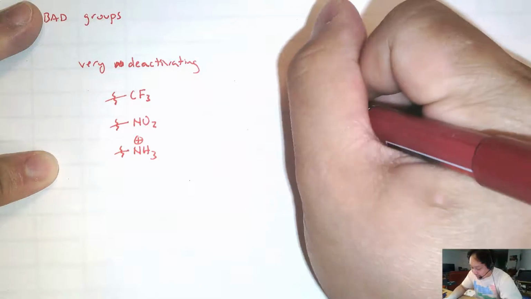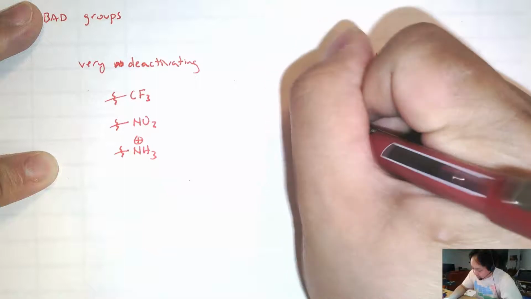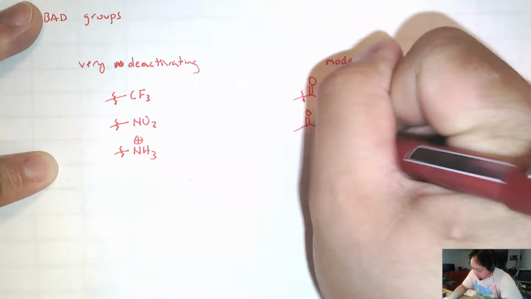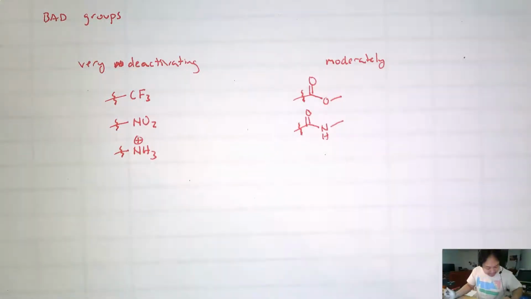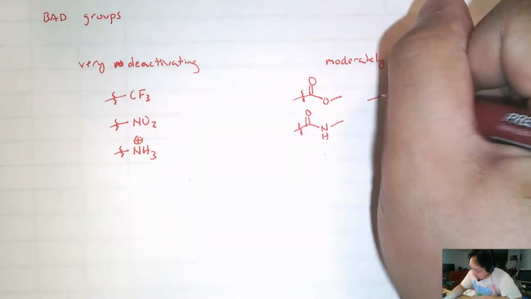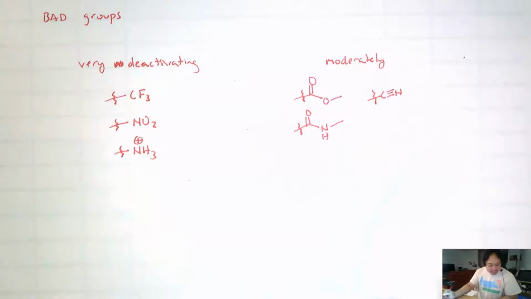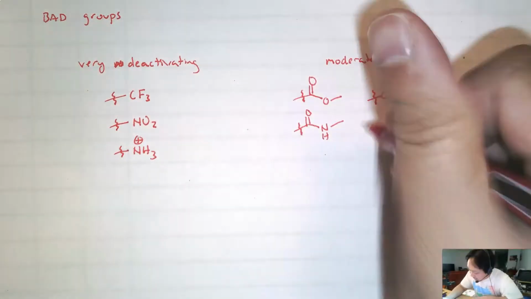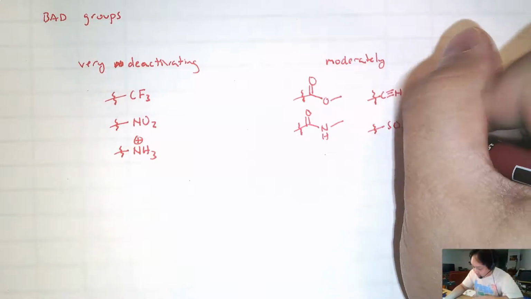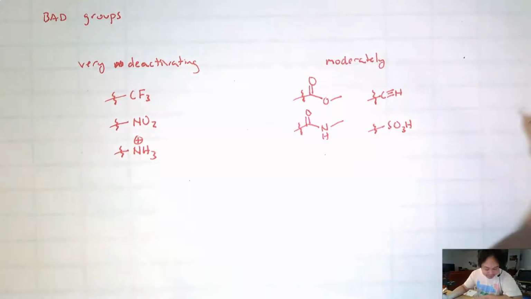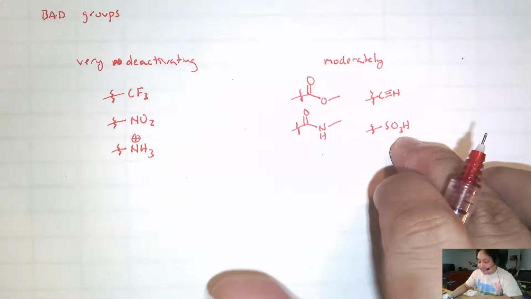What about the moderately deactivating? We could have amides and esters, but the benzene ring is going to be on the carbonyl side. On the left. Okay. Is there anything else? Oh yeah, moderately the cyano group. If you have a nitrile. And yes, I forgot about this. The sulfonic acid, sulfate. But since it's neutral, it's sulfonic acid.